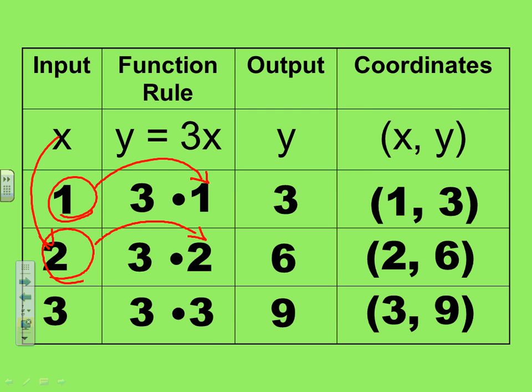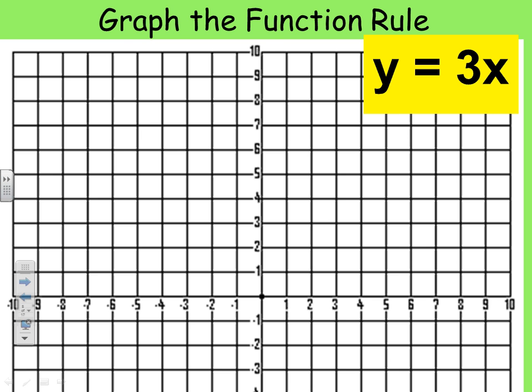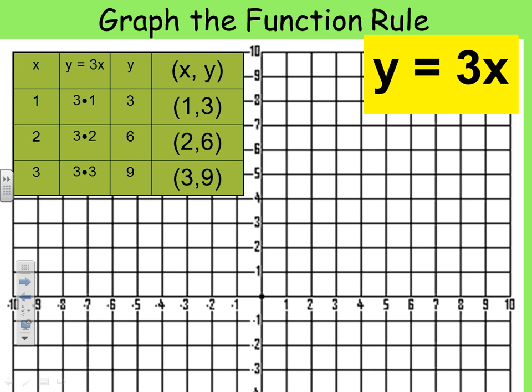So now that we have these coordinates, let's go ahead and graph it. Here's our table. You have the table right there on your page. So our first coordinate point is (1, 3). So again, we go over 1 and up to 3. Our next point is (2, 6). We go over 2, up to 6. Our final point is (3, 9), over 3, up to 9.